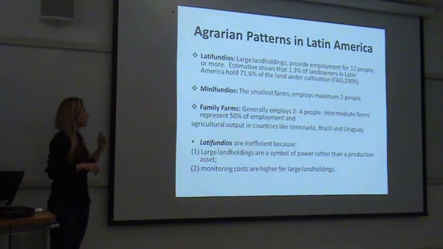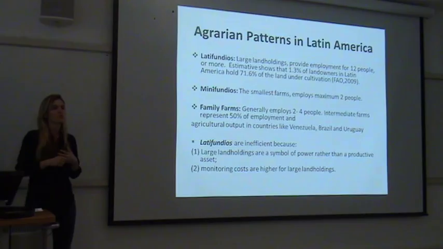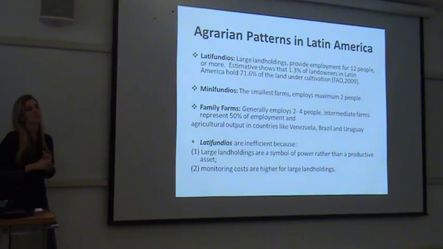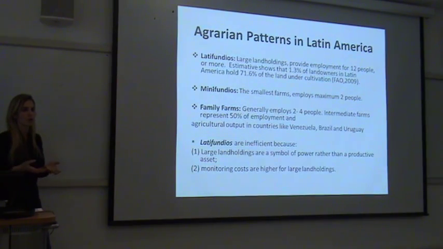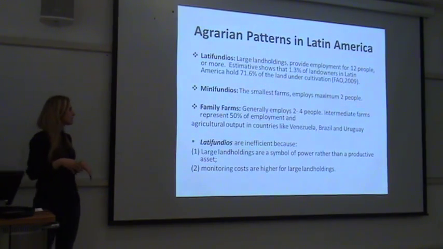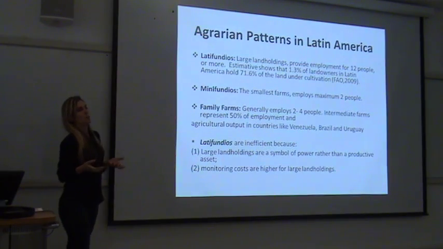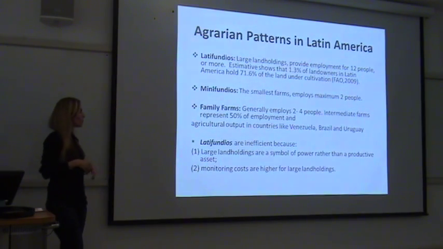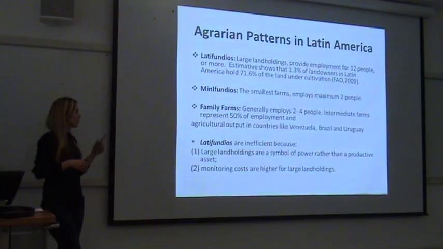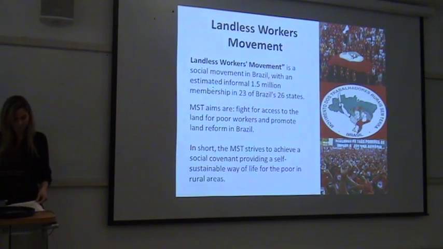Family farms are considered the most efficient of all three categories. The latifundios are considered very inefficient because the owners of the land do not see agriculture as an output for the country. They see it as a way to guarantee power and prestige. Also, the cost of monitoring these large properties is very high.